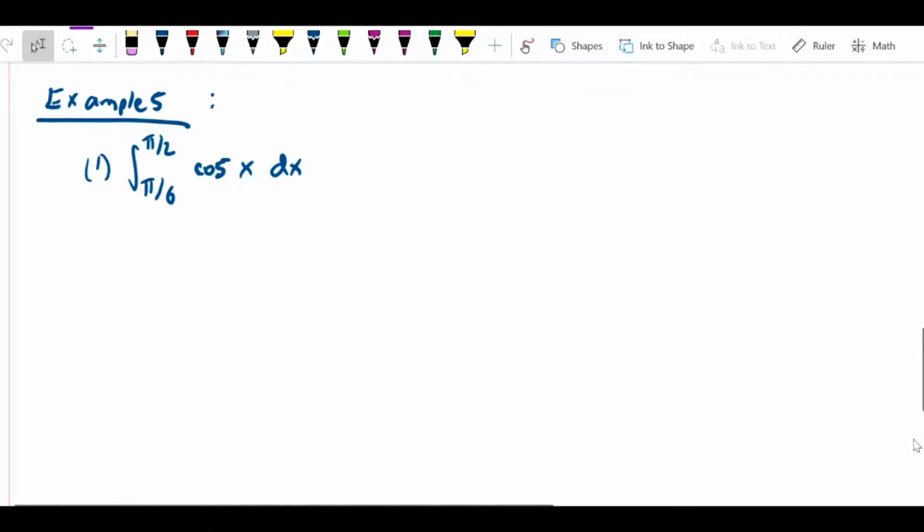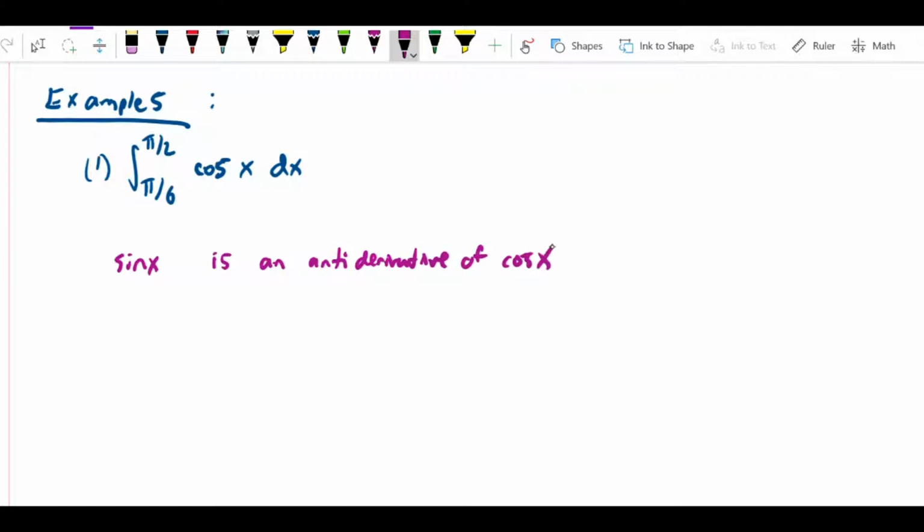So we're going to start by doing a couple of examples of the fundamental theorem of calculus and how it's used. First, let's evaluate the integral from pi over 6 to pi over 2 of cosine x dx. So what we do is we find an antiderivative of cosine x. We know that sine x is an antiderivative of cosine x. How do we know that?